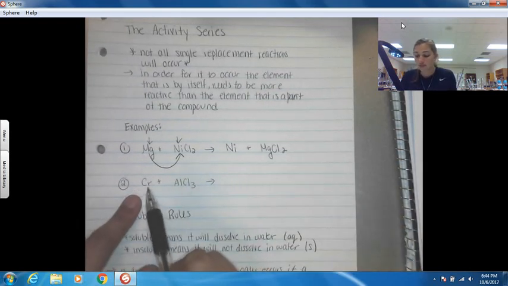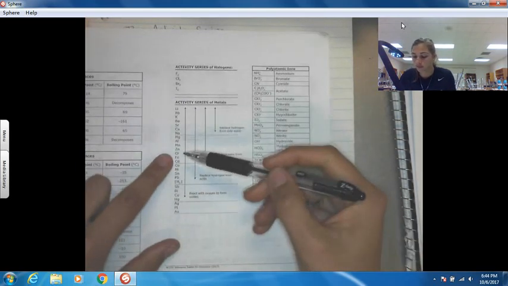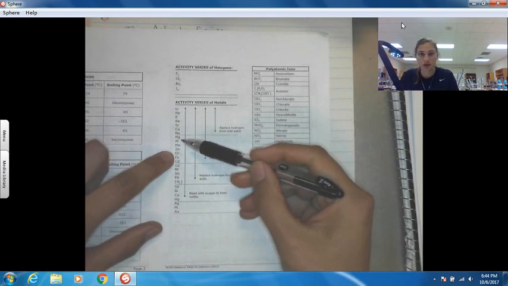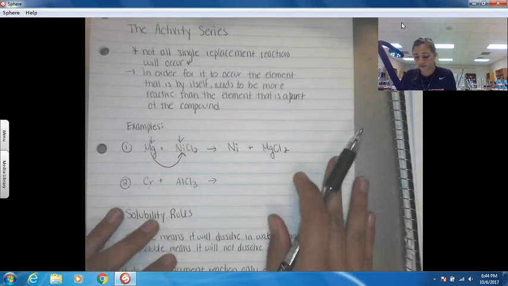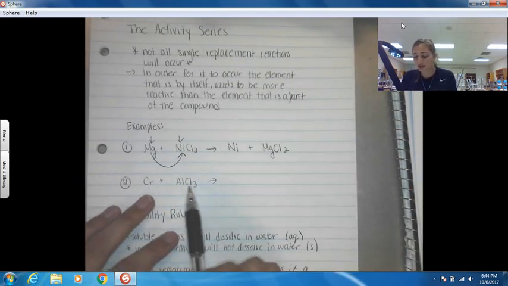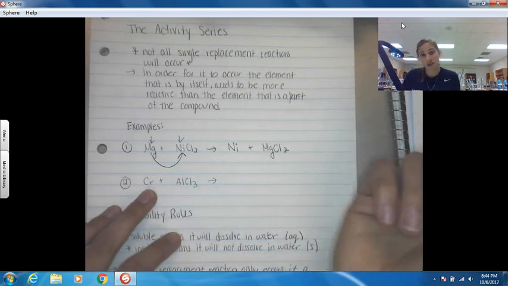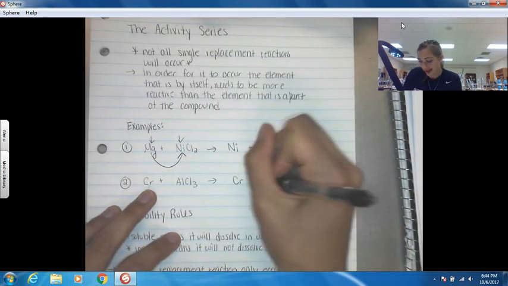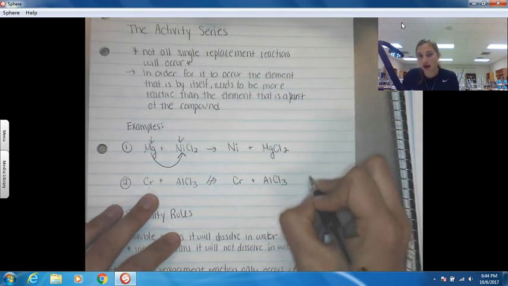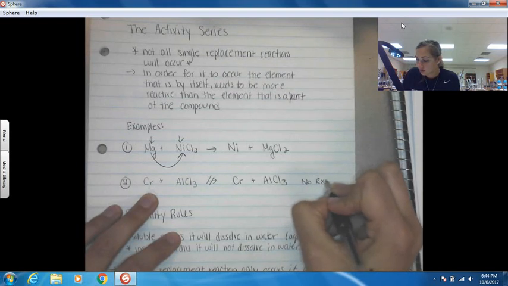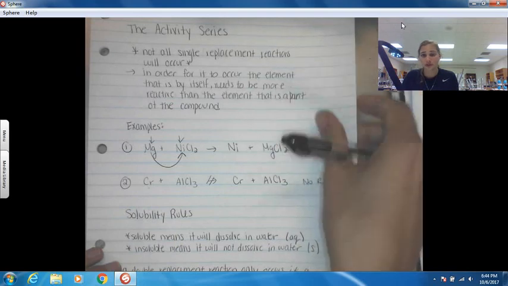Now let's look at another example. Here we have chromium and aluminum. Chromium is here, aluminum is here. Chromium is now lower than aluminum is. That tells us that aluminum is more reactive and it's already in the compound. So this reaction will not occur. So if you wanted to write products, your products would actually be exactly the same because no reaction occurred. So then you put a double slash through the arrow and write no reaction. RXN stands for reaction. So that's for single replacement reactions.